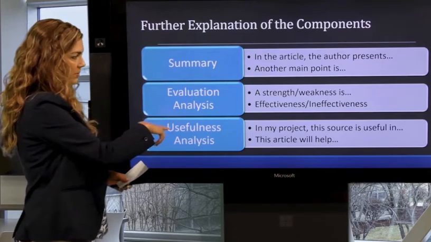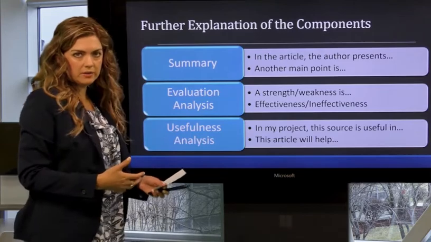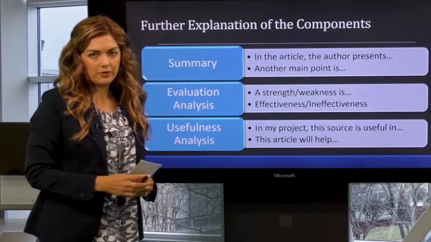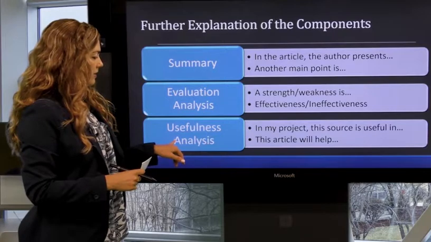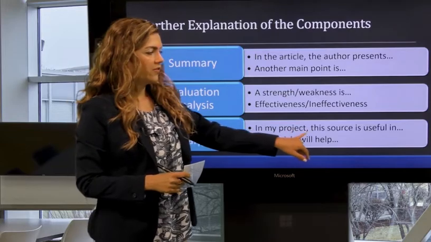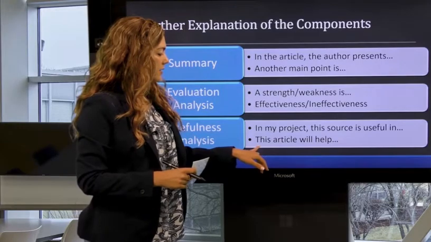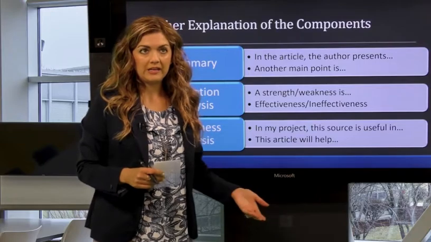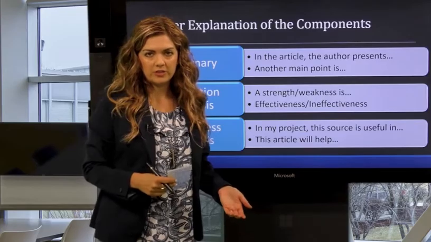For the evaluation piece, some language you can use. A strength is or a weakness, or you can also talk about the effectiveness or the ineffectiveness of the article, the source. And then finally, the last part is the usefulness piece. And here, some language you can use. In my project, this source will be useful in, however you think it would be useful. And you could also say this article will help with, and again, you're applying the ideas or the concepts in that source to what you're thinking for your research project.